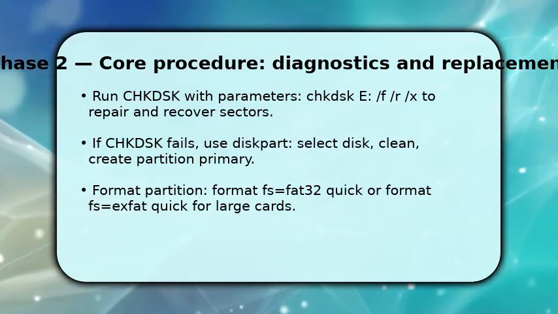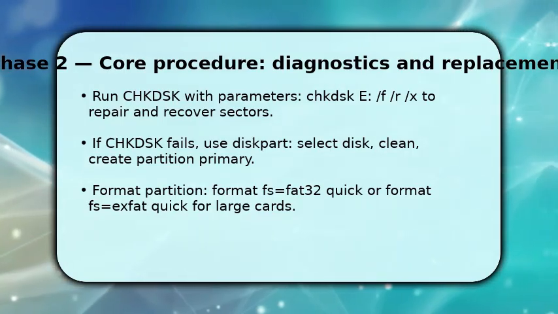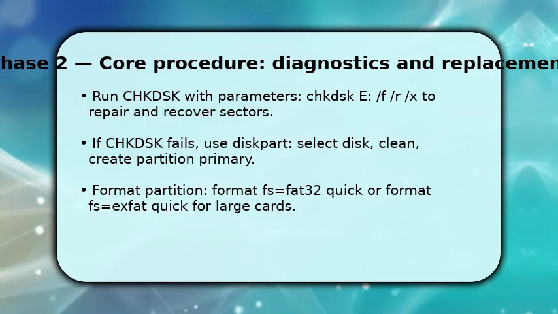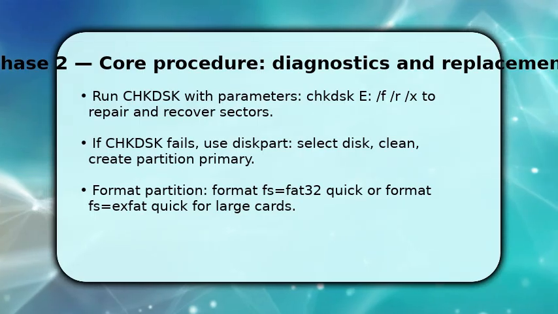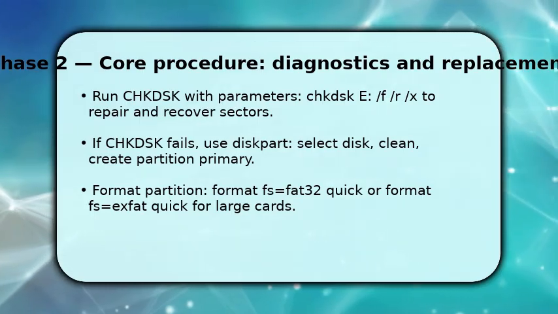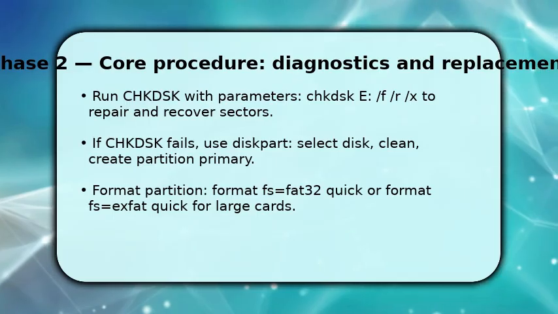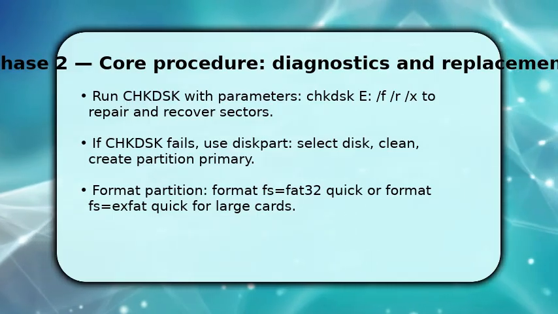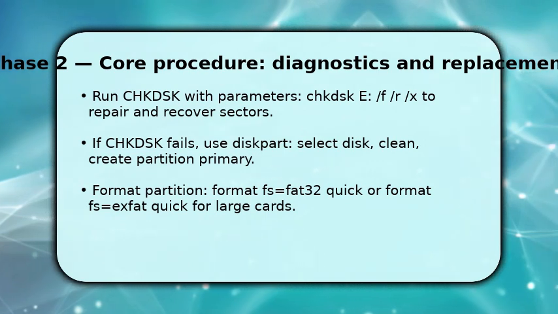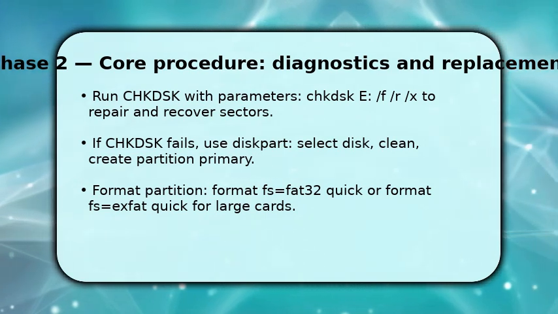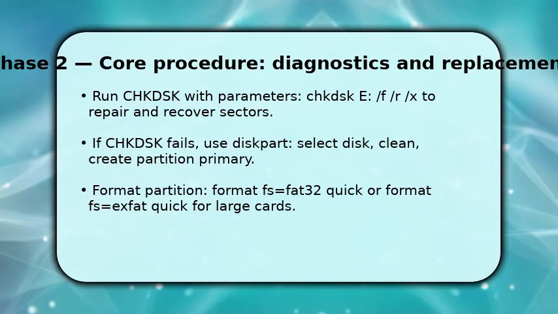If chkdsk cannot fix the file system, use diskpart to clean and recreate partitions. List disk, select disk N, clean, create partition primary. Then format the new partition with format fs=FAT32 quick or format fs=exFAT quick, depending on card size. Once formatted and assigned a letter, verify by copying a small file to test read/write integrity.